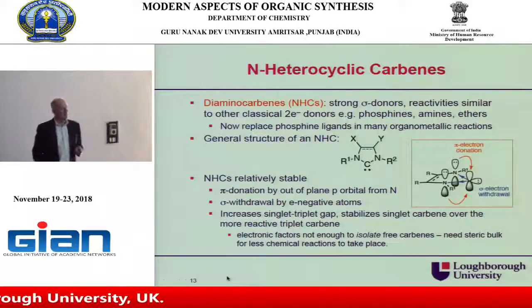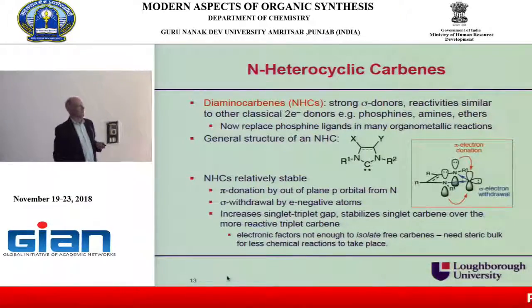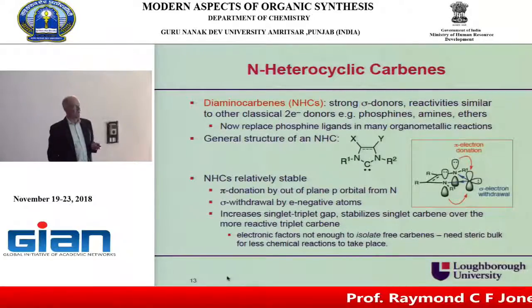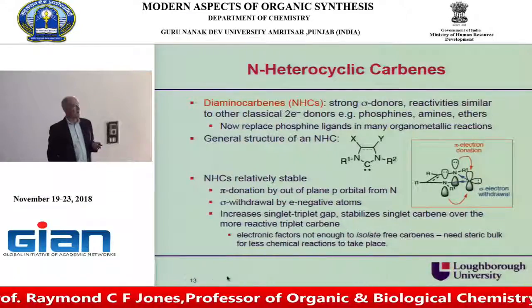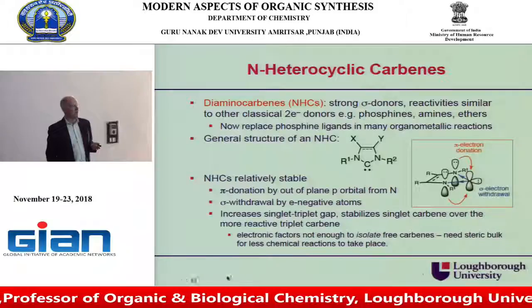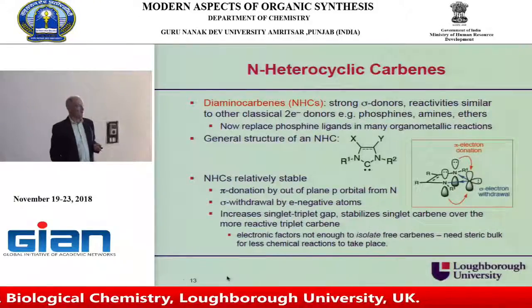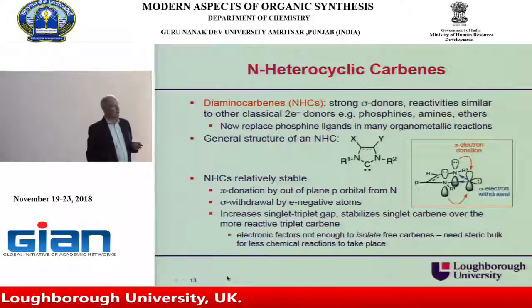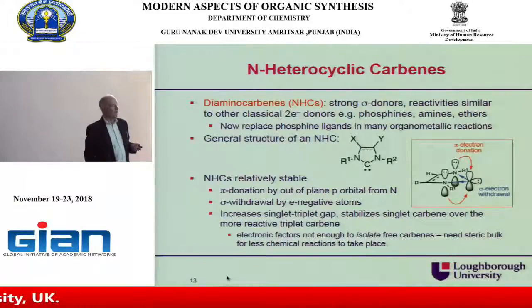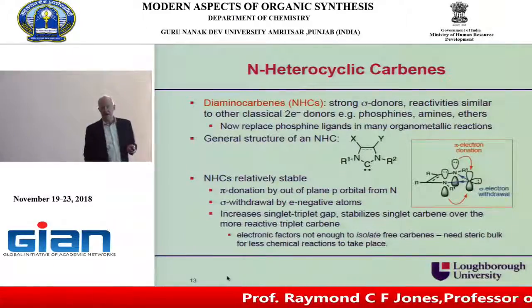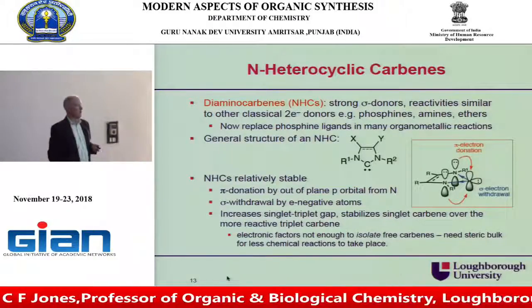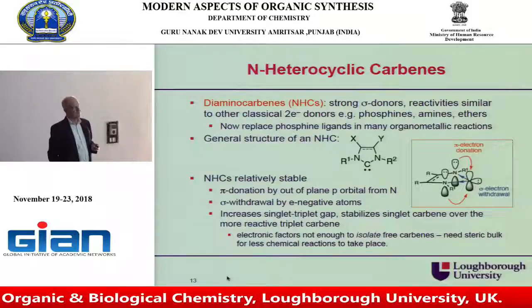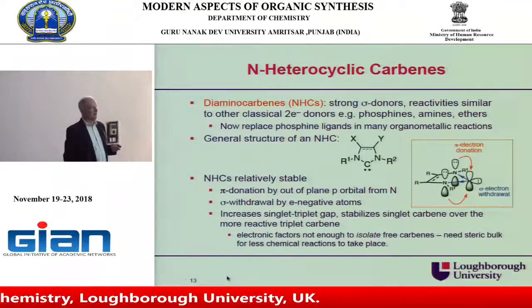So the combination of pi donation and sigma withdrawal helps to stabilize these species. So we've got pi donation by the out-of-plane p orbitals from nitrogen, and sigma withdrawal by the electronegative nitrogen atoms. What that does is stabilize the singlet, this electron arrangement, relative to the triplet. So it increases the singlet-triplet gap. It stabilizes the singlet carbene over the more reactive triplet carbene. So that's why these are relatively stable.